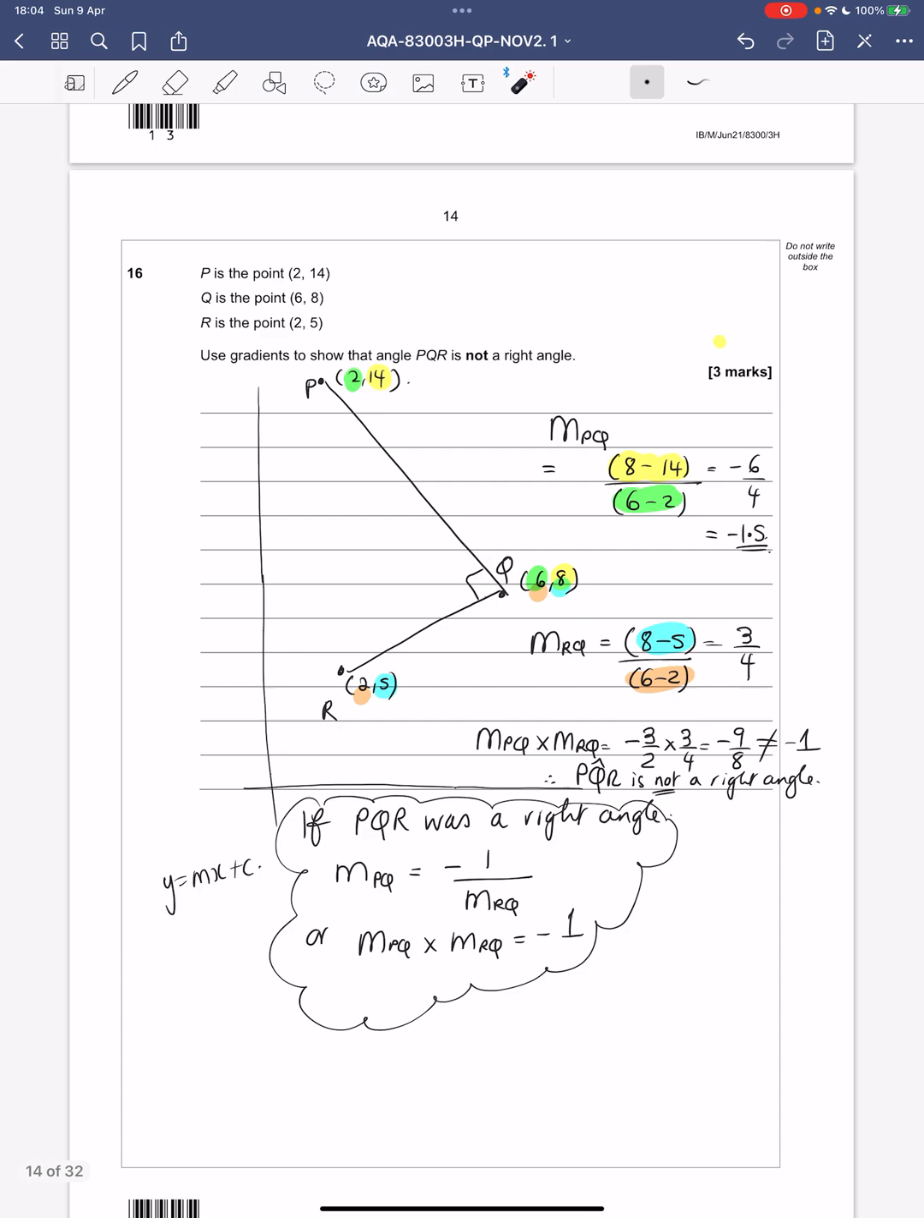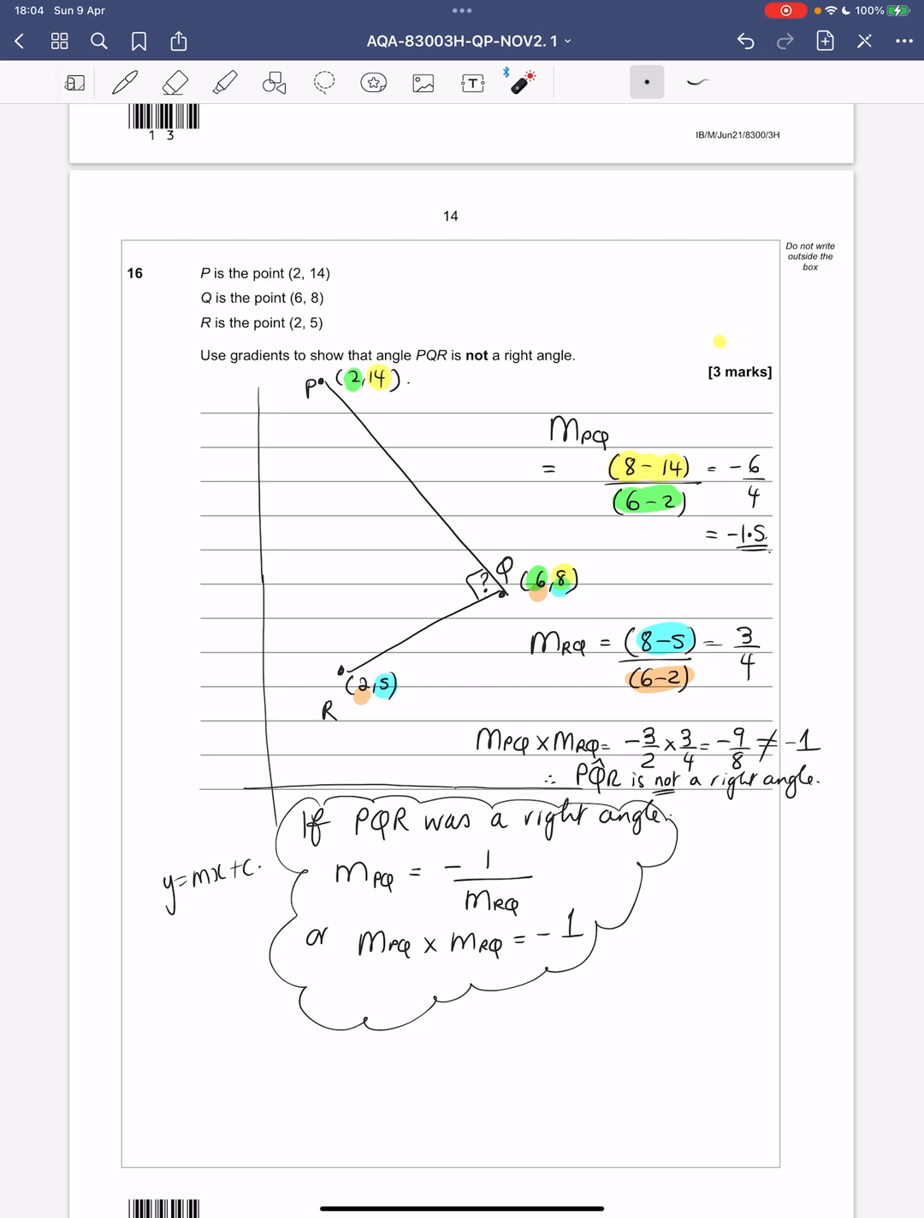Number 16. In the bubble, this is the method, and then I did the actual working out there. So P is (2, 14), Q is (6, 8), R is (2, 5). Use gradients to show that angle PQR is not 90 degrees. So we're saying, is it 90 degrees? Now, if PQR is a right angle, the gradient, call it M of PQ, is the negative reciprocal, minus 1 over M of RQ. Or you can say MPQ times MRQ is minus 1.